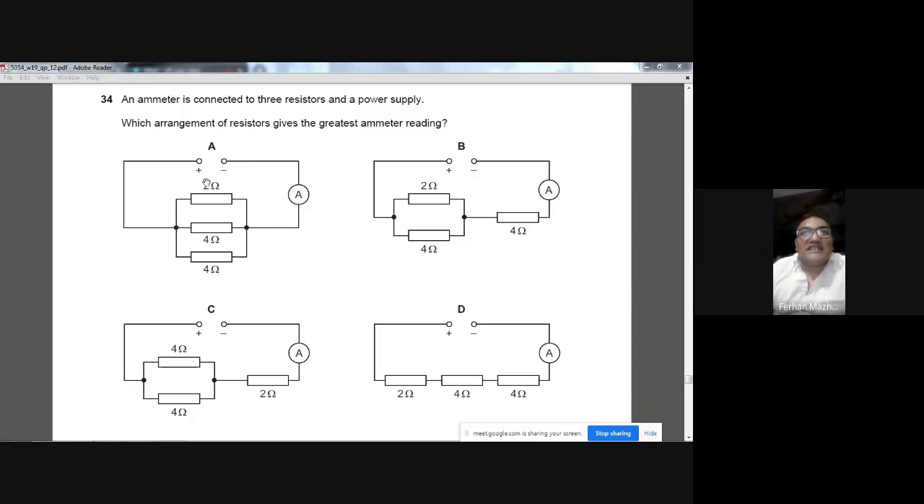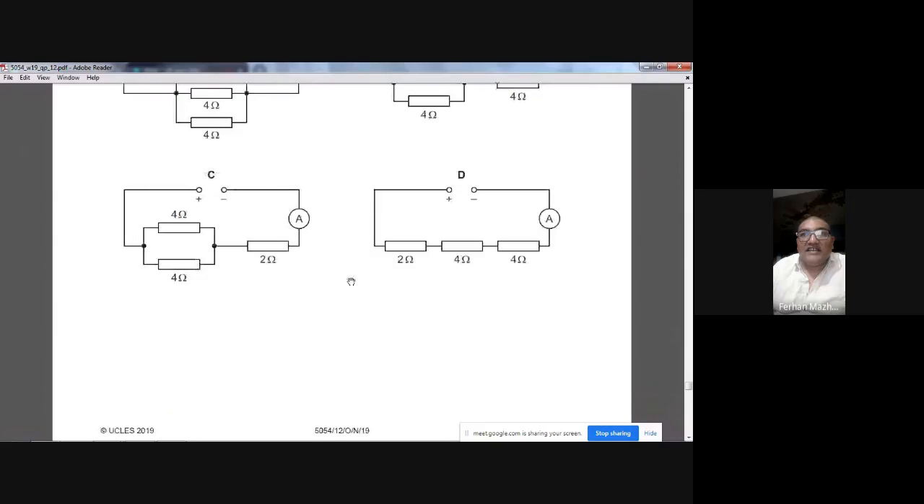So without calculation, I can tell you that this option will have the lowest amount of resistance of the whole circuit. The equivalent resistance will be lowest because they all are connected in parallel to each other. When the equivalent resistance of the whole circuit is lowest, the amount of current coming from the battery will be the largest, and the ammeter will have the greatest reading. So that's why A is the option. For 34, A is the option. Without calculation, we can answer this. It's just a conceptual question.